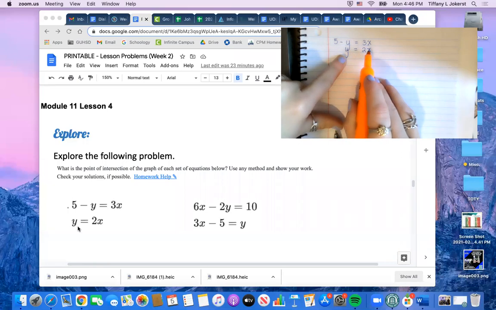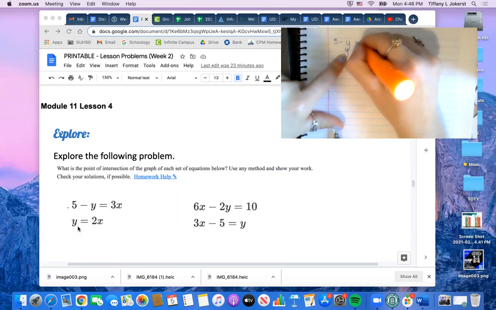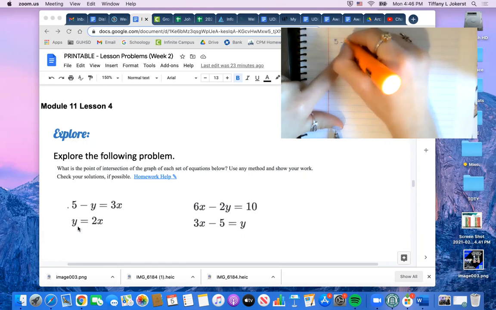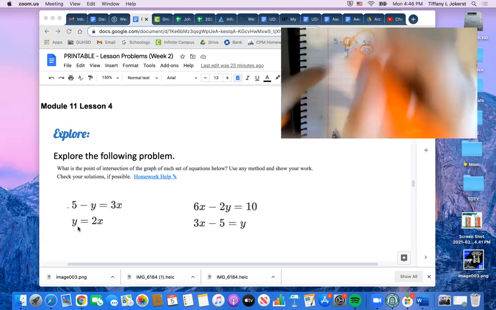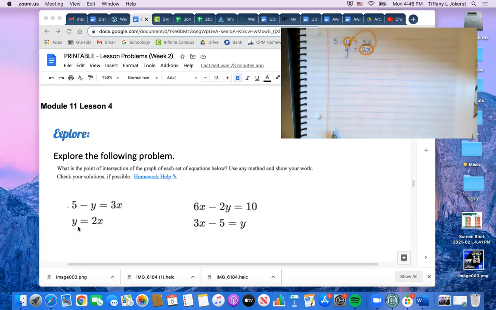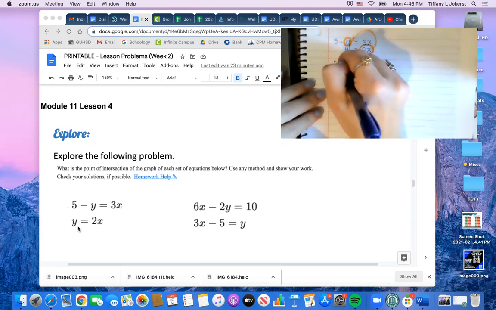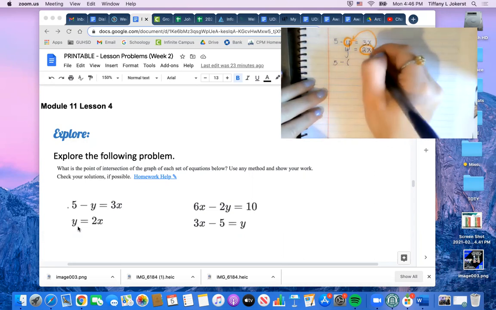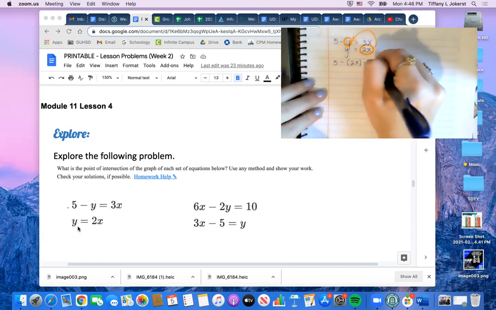So y is equal to 2x. Any place there's a y in the first one, I'm now going to substitute, which is right here, by the way. I'm now going to put in 2x instead to solve. So we have 5 minus, and instead of a y, I'm putting in 2x, is equal to 3x.